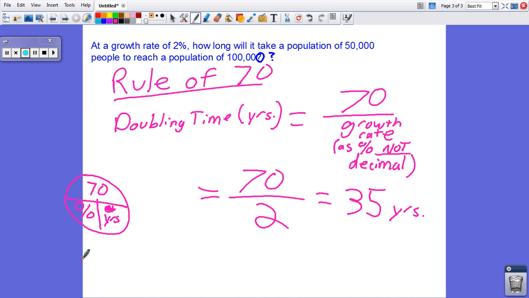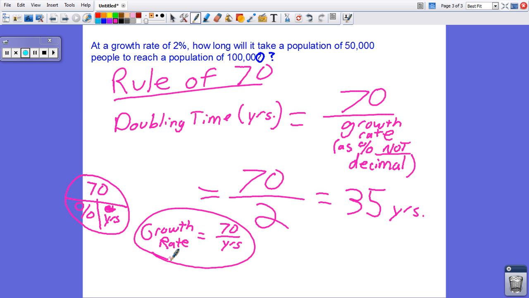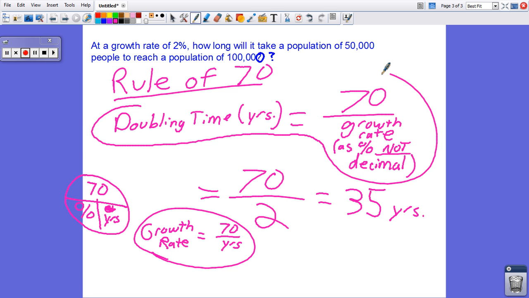So essentially, what if I gave you this the other way around? What if I said the population doubled in 35 years, what's the percent growth rate? How would you calculate that? 70 divided by 35. So growth rate in this case would then equal 70 divided by years. So you could do that, and that's good enough.